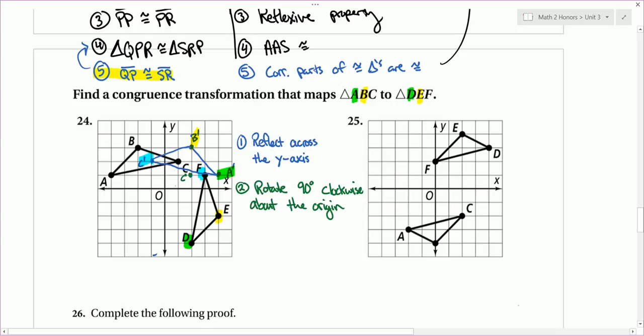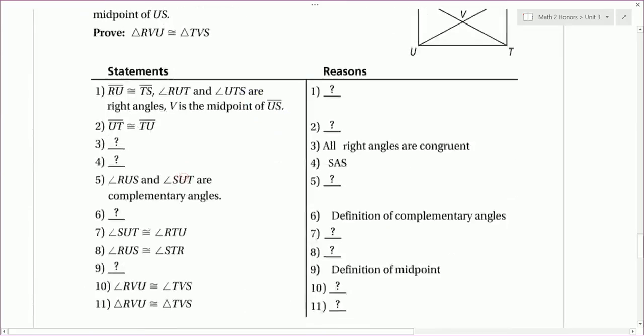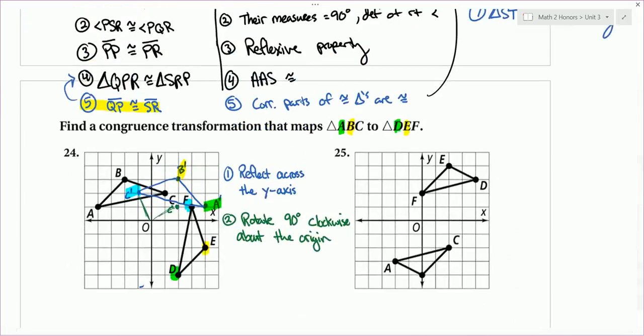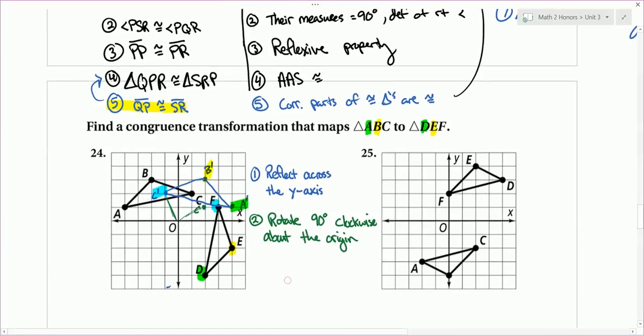To see that it's a 90-degree rotation, if you were to draw from 0, 0 to that point C prime, and then from 0, 0 to C double prime, you can see that that's a 90-degree angle. Another way to think about this is slope.